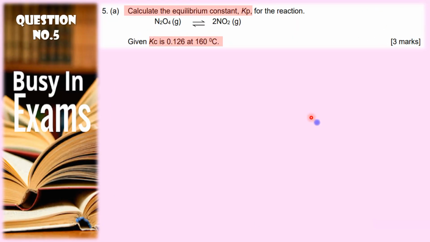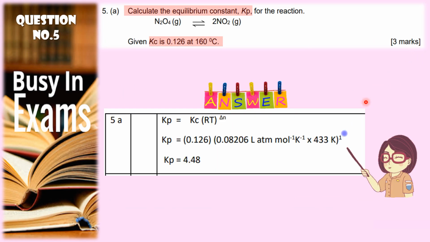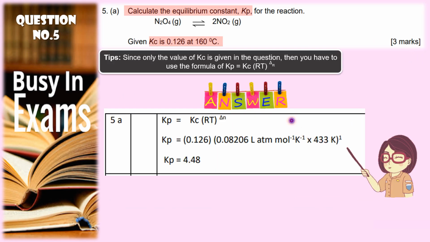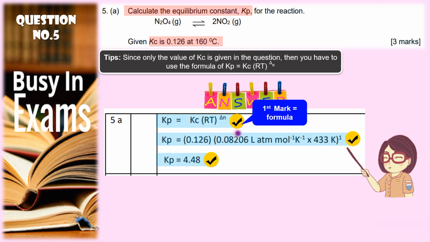Okay, we move to question number 5A. Right, so calculate the equilibrium constant Kp for the reaction, and in the question only given the value of Kc. Marks given here is 3 marks. So the first step, right, since only one data is given, that is equal to Kc, so you have to use the formula of Kp equals to Kc (RT) power of delta n. So the first mark is given to you when you write the formula.